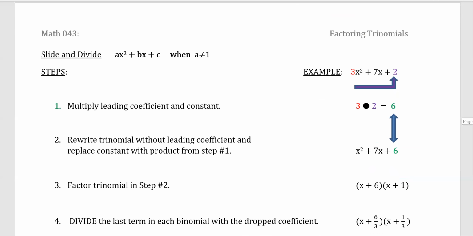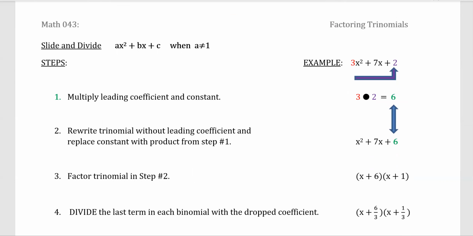This next example is a shortcut. You do not have to use this. It has many different names. In this particular video, I've called it slide and divide, when really it should be called divide and slide because you're going to divide first and then you're going to slide. But it is a shortcut for factoring trinomials when A is not 1.